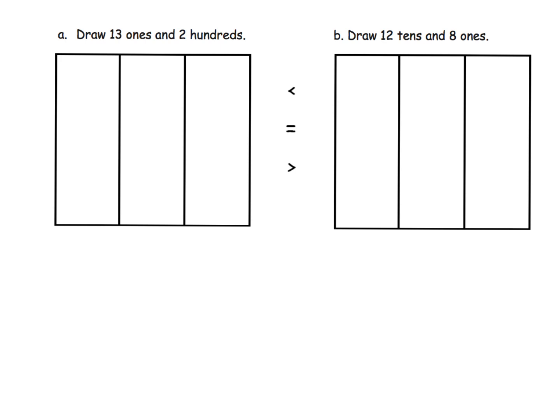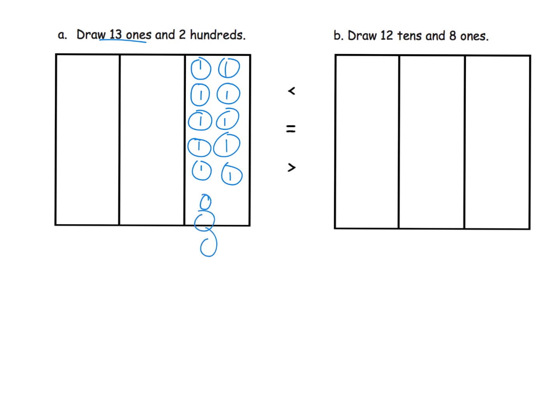All right, so the first thing we're going to do is draw each of these two numbers using place value discs. This first one says draw 13 ones. Well, that's going to look like 1, 2, 3, 4, 5, 6, 7, 8, 9, 10. So there's our 10 ones. But then we're also going to draw three more. I kind of scooched off the page, but that's okay. So there's our 13 ones. And we need to draw two hundreds. So there's our two hundreds.